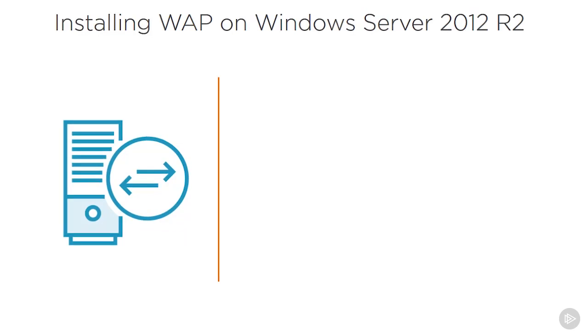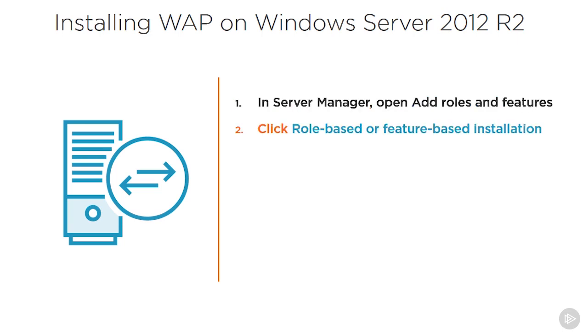With that said, let's take a look at installing WAP on Windows Server 2012 R2. I'm going to go into the Server Manager and I'm going to go into the Add Roles and Features. Boy, that sounds familiar. We just did that with the Active Directory Federation Services in another module. We're then going to click on the role-based or feature-based installation.